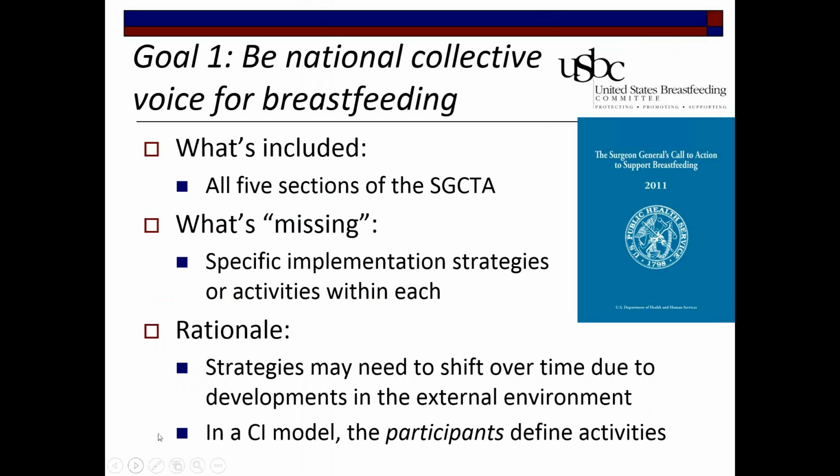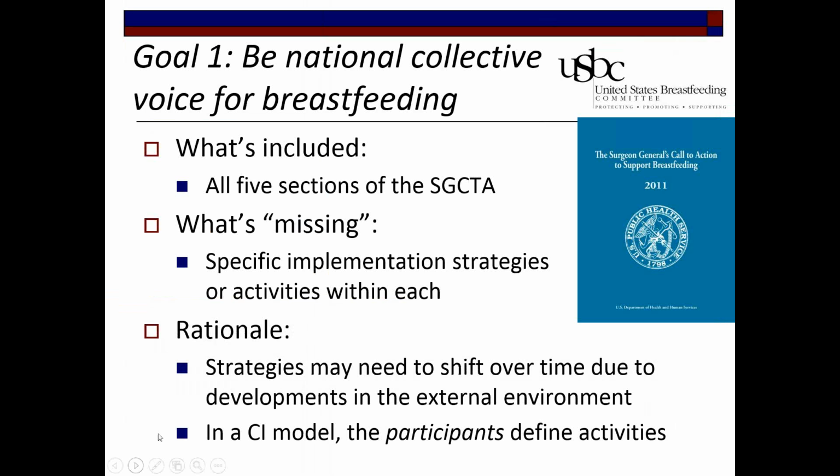And what's included here, if you were looking at Goal 1 on the framework, you'll see that there are 5 specific sub-objectives for it, and that these map to the different sections of the Surgeon General's call to action, the mothers and families, communities, healthcare, employment, and research, right along in order.